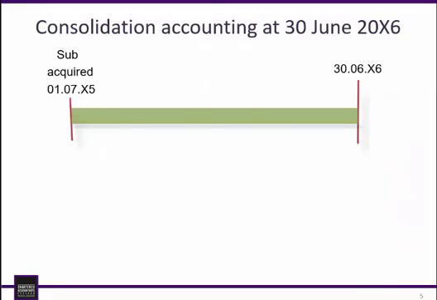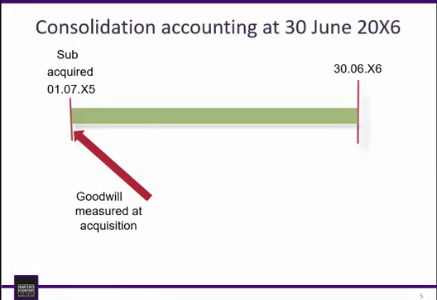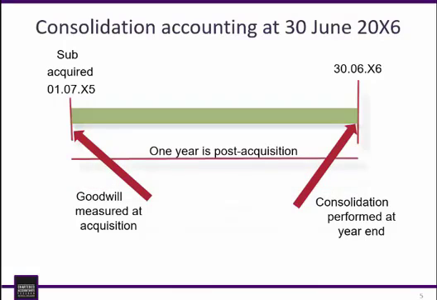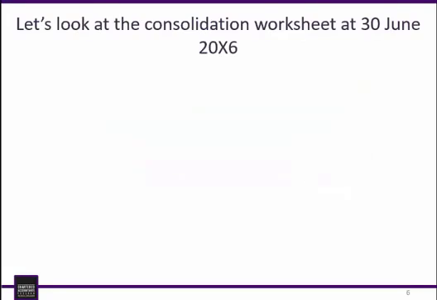So when we do the consolidation accounting at 30 June 20x6, which is 12 months after the acquisition, what we realise is that we're measuring the goodwill at the acquisition date, but the consolidation is performed at the year end. That's when their reporting period is. So it's been 1 year since the acquisition occurred. Let's have a look at the consolidation worksheet and see why we need to eliminate that $1 million investment asset.